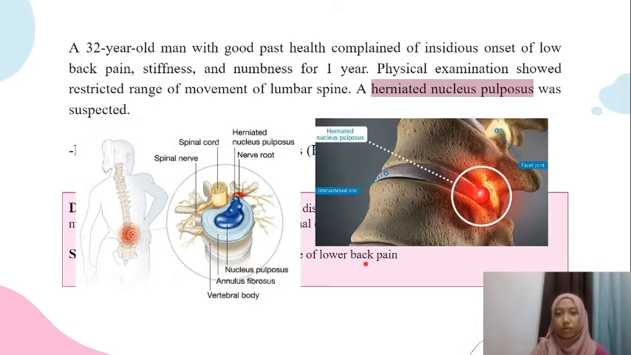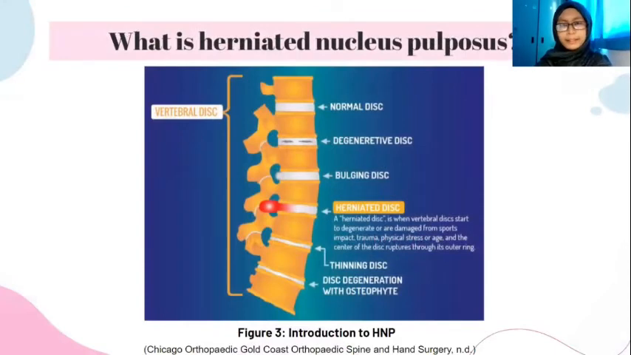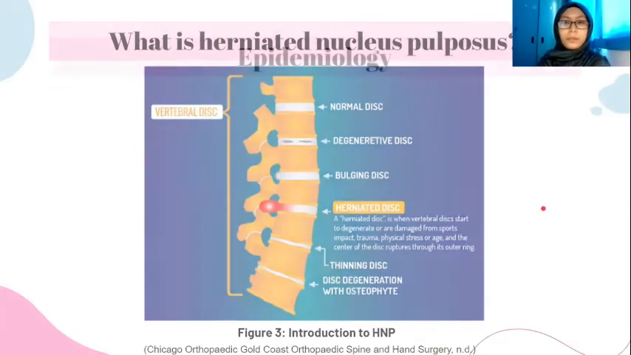Okay, next we move to Fatih Shakira. The second section of these slides is the description of this pathology. First of all, what is herniated nucleus pulposus? It is said here, a herniated disc is when vertebral discs start to degenerate or are damaged from various causes, and the center of the disc will rupture through its outer ring.